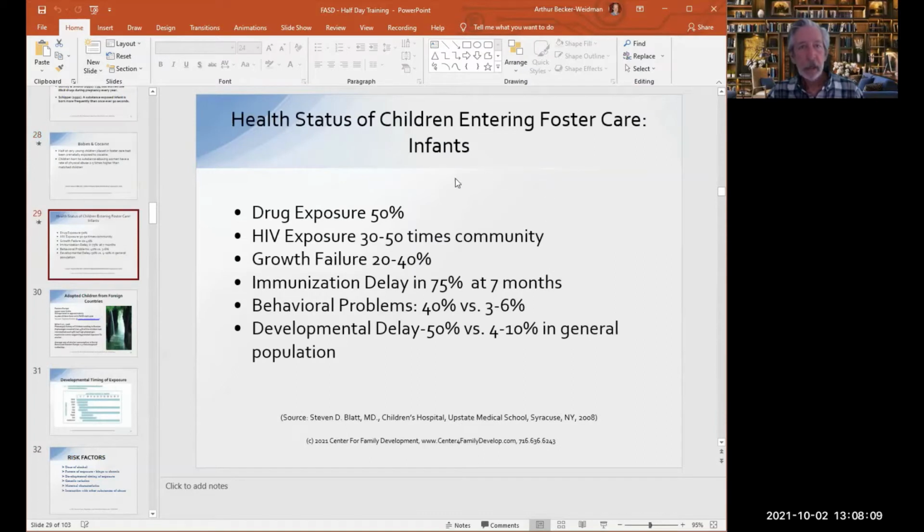Okay. And again, looking at infants entering foster care, half have been drug exposed. Around a third have growth failures, failure to thrive, born prematurely, have different developmental delays. And nearly half have behavioral problems compared to maybe 3 to 6% of the population who weren't prenatally exposed. And again, developmentally delayed, half showed developmental delays, children in foster care, compared to 4 to 10% in the general population of kids.